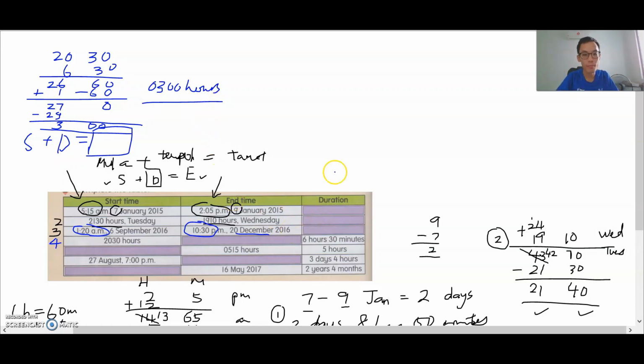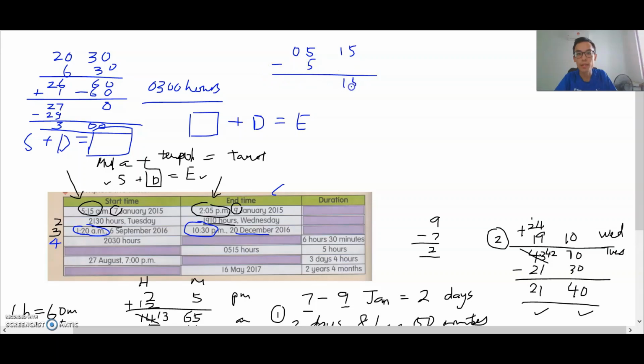Okay, number 5. You need to look for the starting time, masa mula. Duration is given, end time is given. So you take the end time minus the duration. Okay, end time is 15 hours minus the duration. Duration is 5 hours, so you minus 5. So you get 15. This is 0, 0. So final answer 0, 0, 15 hours. This is for number 5.